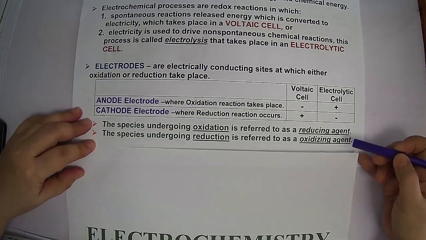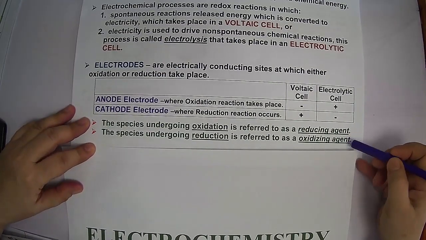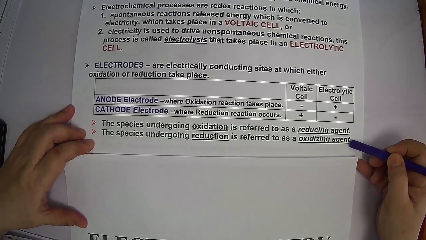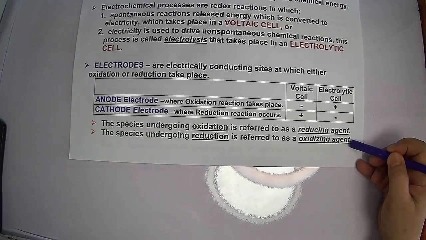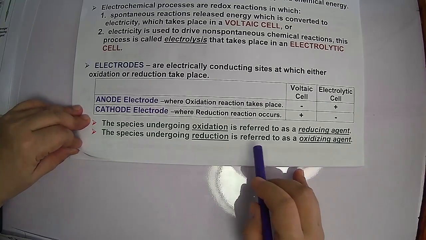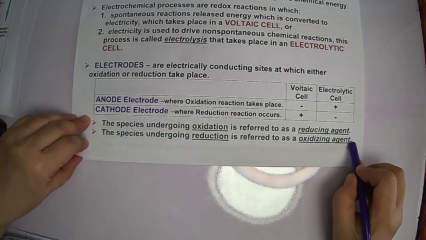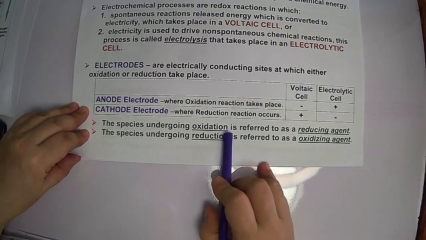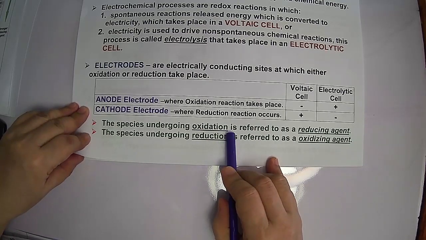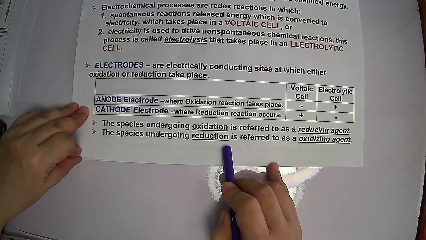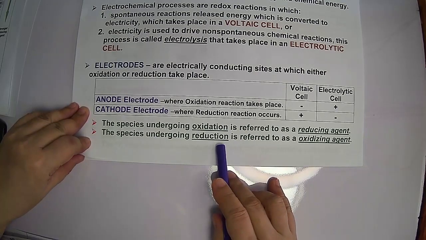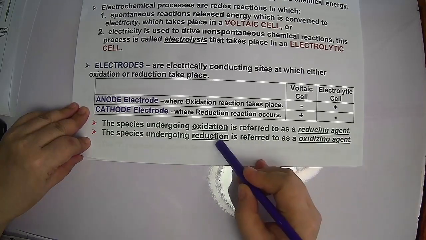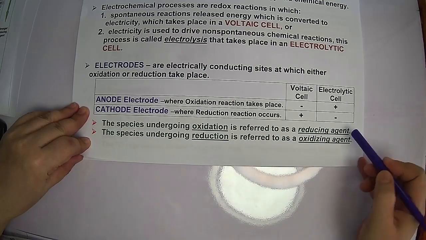And you have to remember from our previous discussion on redox reactions that the species undergoing oxidation is referred to as the reducing agent, and the species undergoing reduction is referred to as the oxidizing agent. Because during the oxidation reaction, a species has to lose electrons, and when it loses electrons, there must be a species accepting these electrons. In effect, its state is reduced, or it undergoes a reduction reaction.